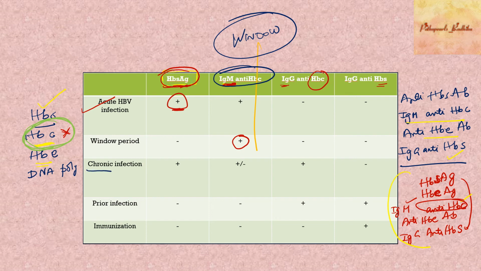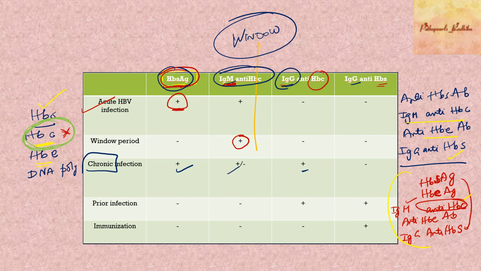Next, going to chronic infection. You would have heard about the terminology chronic hepatitis. So when do you call chronic hepatitis? When the person is going to have surface antigen for quite a long time, like more than 6 months and so on. So you will have surface antigen. Because it's chronic, you have IgG antibodies as well. Okay. So you have IgG anti-HBc antibody and IgM anti-HBc antibody.